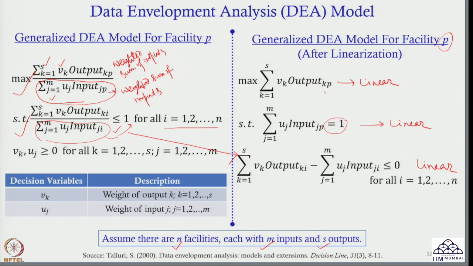If P equal to 1, the output of facility 1 will come here, and the input of facility 1 will come here, and this value will remain the same. If P equal to 2, the output of facility 2 will come, and the input of facility 2 will come. So only this term and this term, the objective function and this constraint, will change based on the value of P. The rest of the n constraints will remain the same. That is what makes it a generalized model, because in the real world you might have m inputs, s outputs and n facilities, so you can use this model. So now we have understood the generalized version of the DEA model.